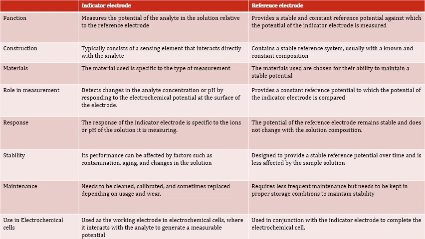When we talk about stability and maintenance, consider performance for the indicator electrode. The performance can be affected by factors such as contamination, aging, and changes in the solution. Regular calibration and maintenance are required. They need to be clean, calibrated, and sometimes replaced depending on usage and wear.